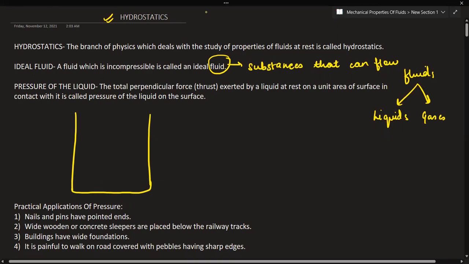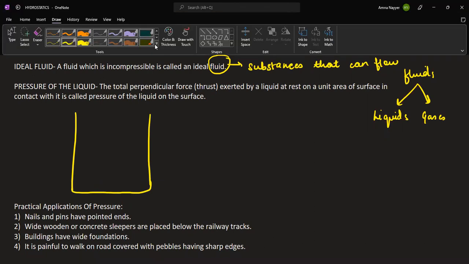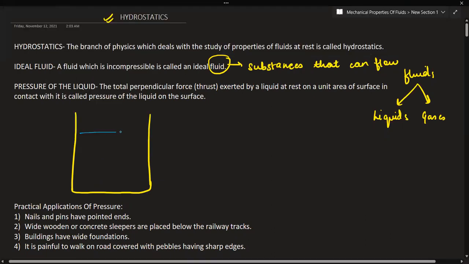If this is our container, I have filled it with a fluid. The molecules of this liquid will be exerting a perpendicular force on the walls, which is making an angle of 90 degrees with the walls of the container. So this perpendicular force that has been exerted is known as thrust. The perpendicular force is making an angle of 90 degrees to the surface. So fluids at rest exert force on the walls of the container.